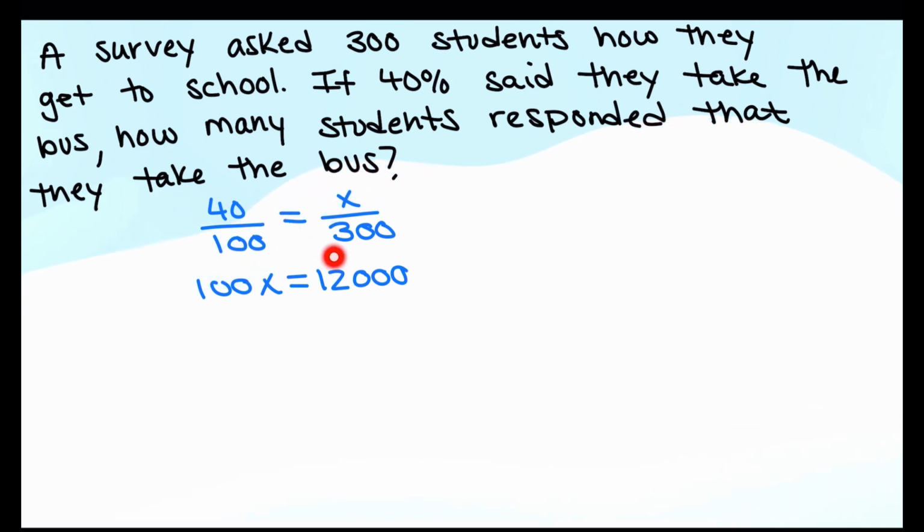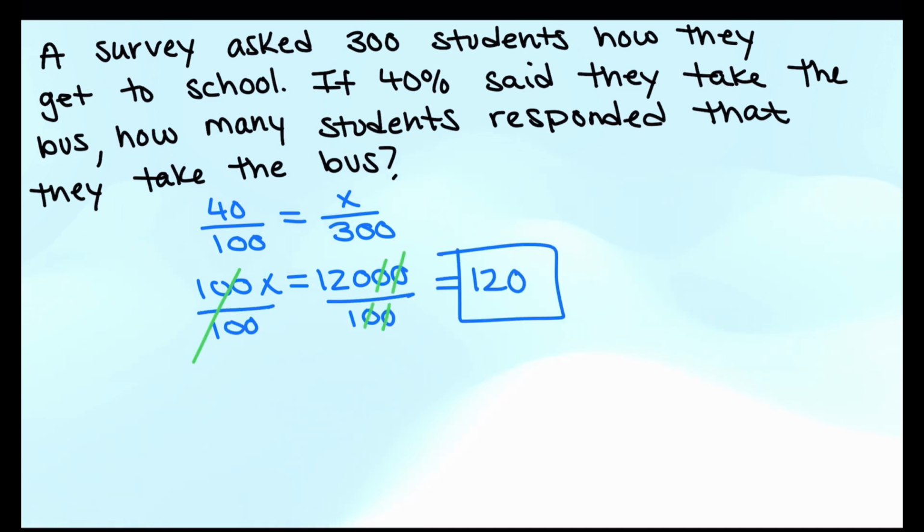40 times 300, let's see, 4 times 3 is 12. And then there's a total of 1, 2, 3 zeros. So 12 with 3 zeros, 12,000. 100x equals 12,000. Divide both sides by 100. X is 120. So 120 students said they take the bus.